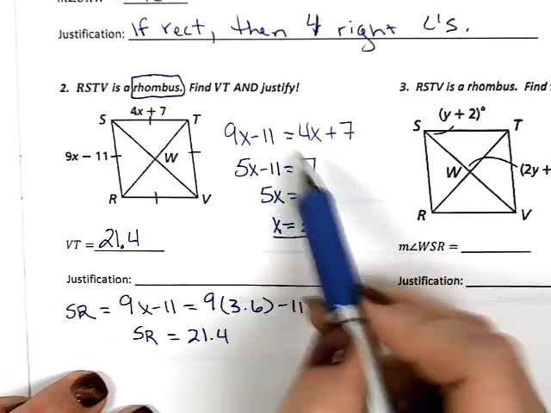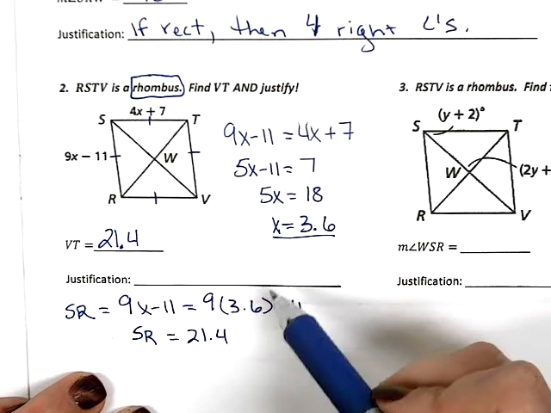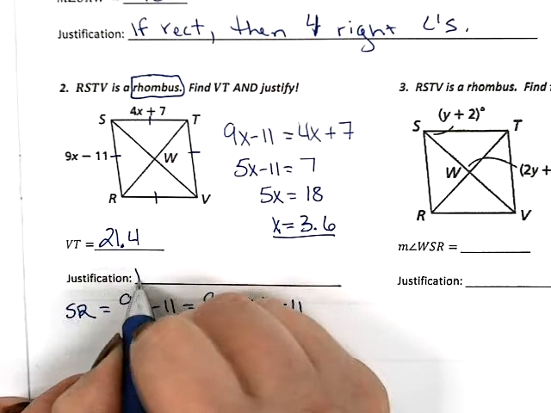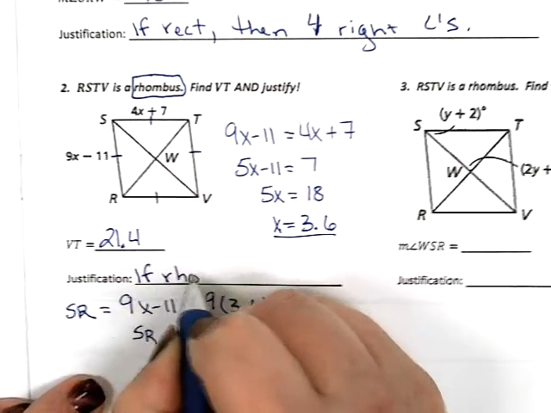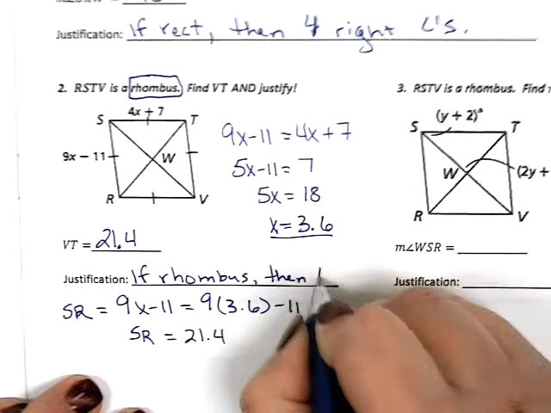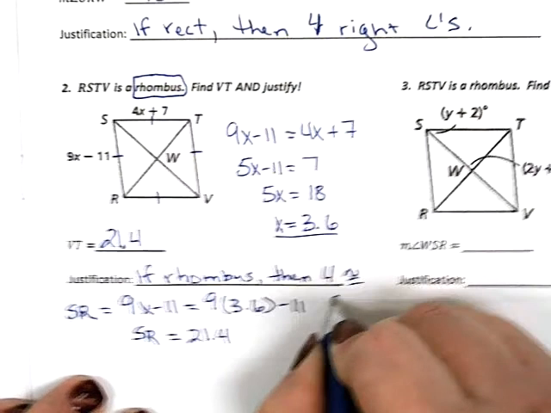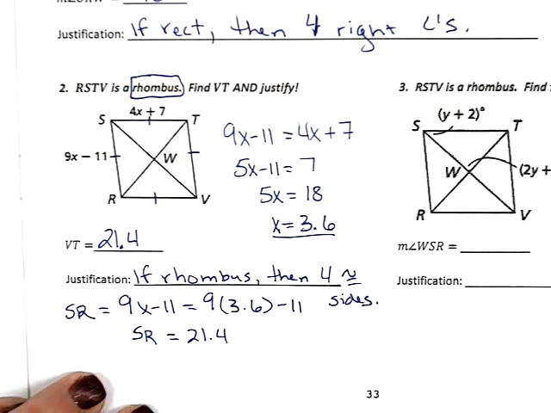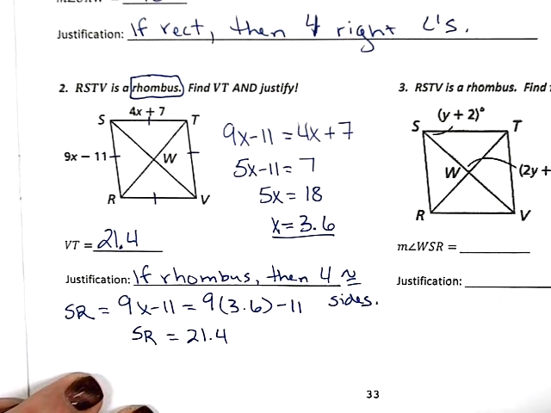And the reason we were able to set up this equation and get that measure was because we had a rhombus. So if rhombus, then 4 congruent sides. Okay, you have to think about why I set up the equation I set up, and that's the justification you're going to use.